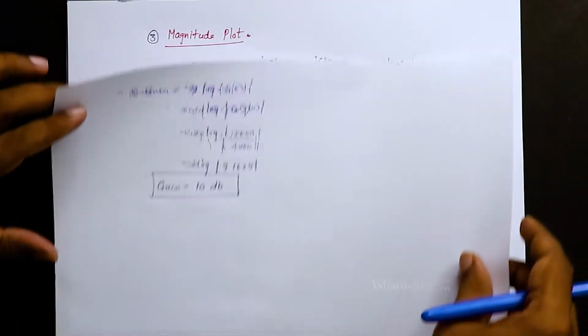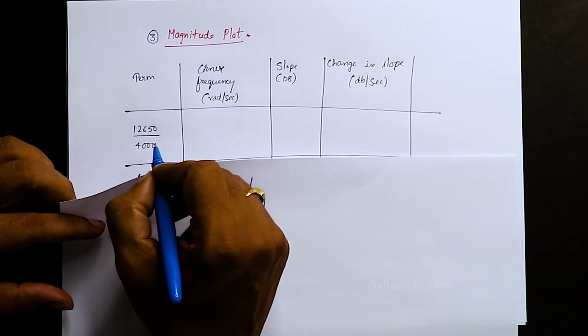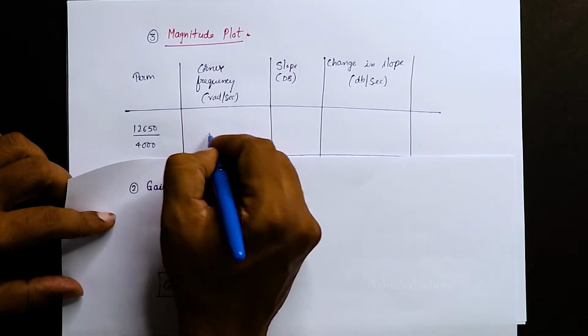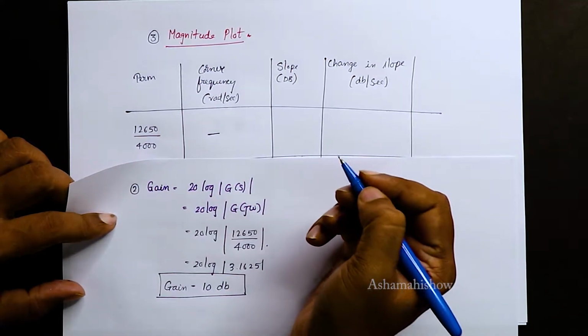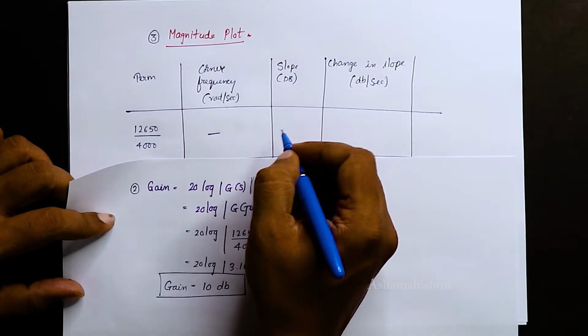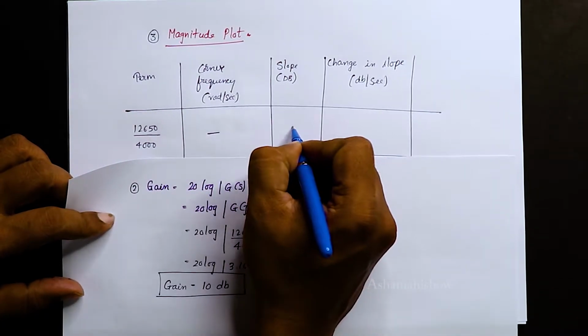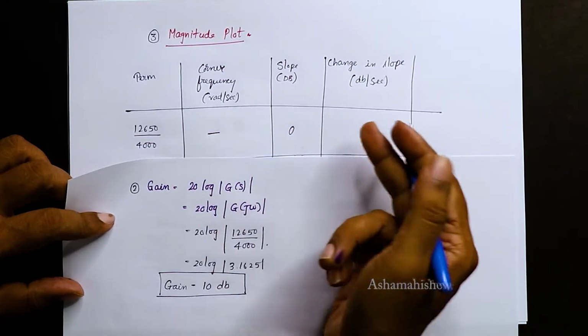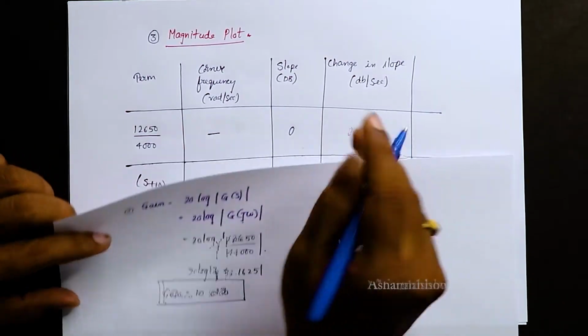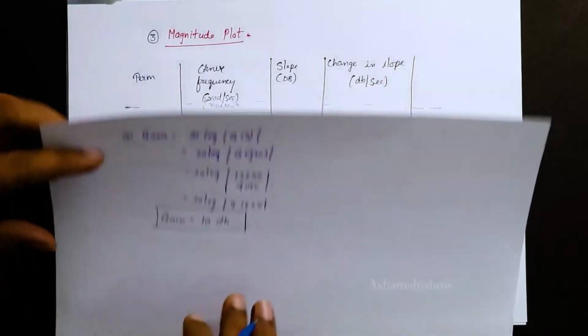Okay, let us do the corner frequency here. For the corner frequency of 12650 by 4000, we keep it as nil. And for the slope, we don't have any slope because it's not an s term, so 0. If we don't have any slope, definitely we don't have any change in slope, so this is 0. So the first row is over. For the second row, we will take the corner frequency.